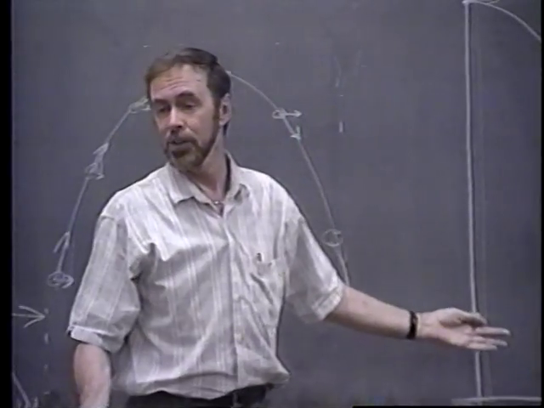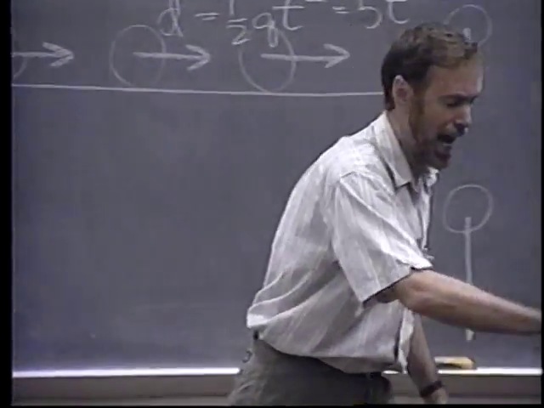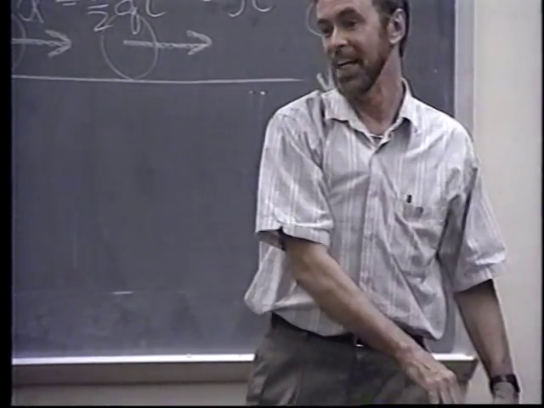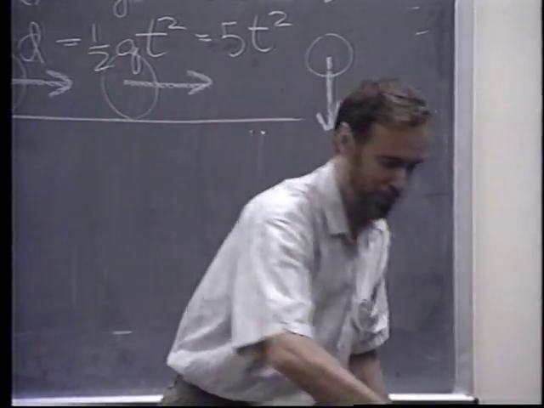What do they do in the old cartoons where the roadrunner runs off the cliff? The roadrunner runs like this, and then goes straight down. But it's a little bit different than that, isn't it? The roadrunner really goes like that.